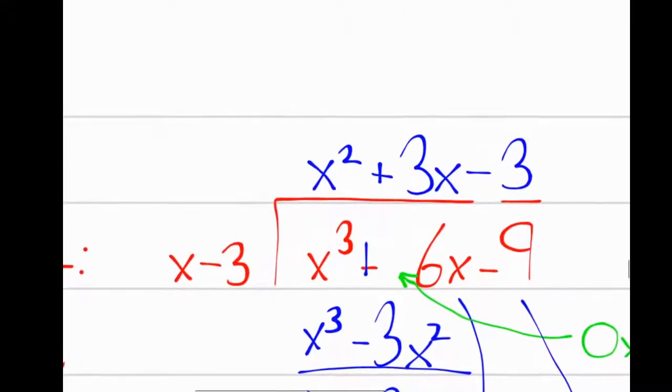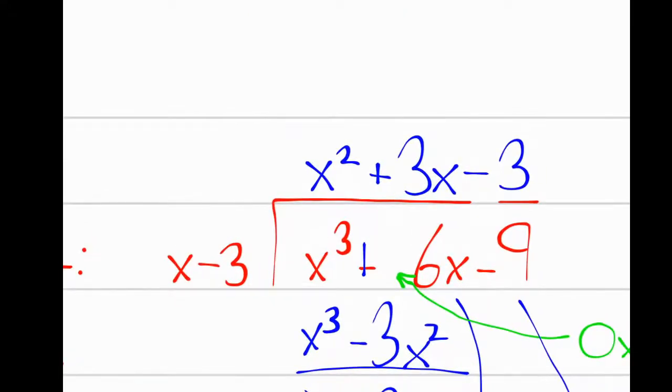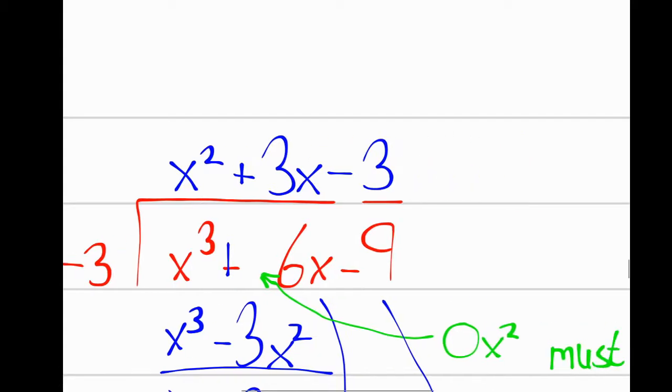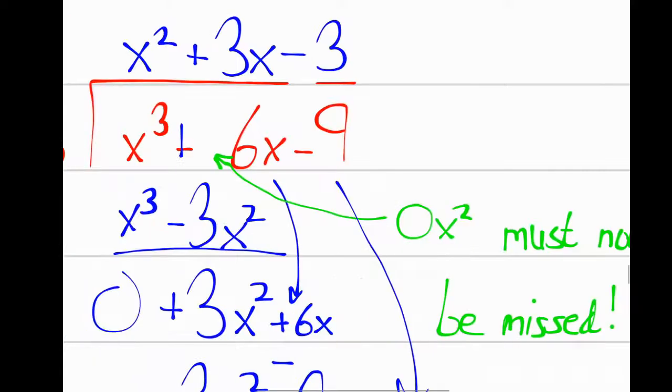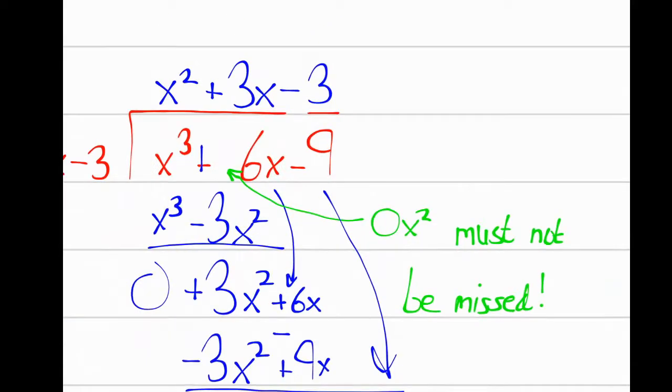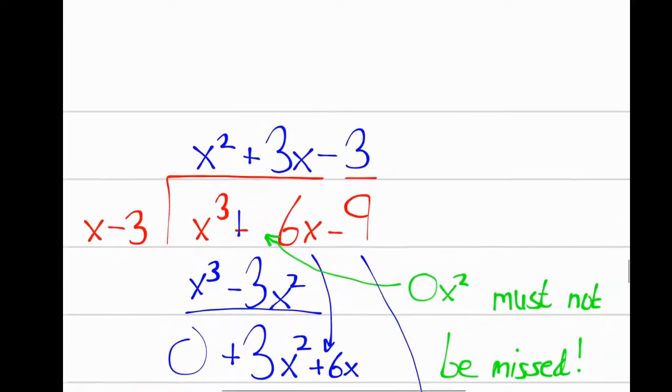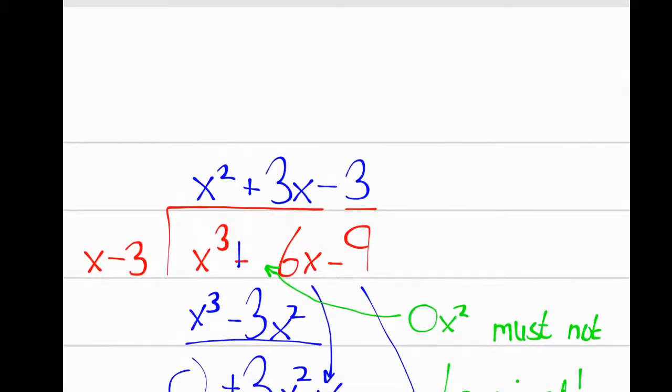Okay, so one final example. We're dividing x cubed plus 6x minus 9 by x minus 3. Now note we have no x squared term. So in this case, what do we do? Well, we just write in 0x squared. So dividing in, we're going to have x cubed divided by x gives x squared.